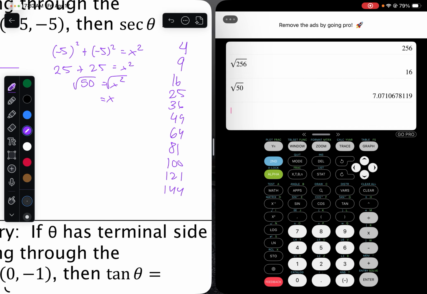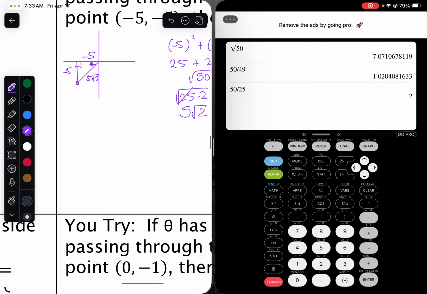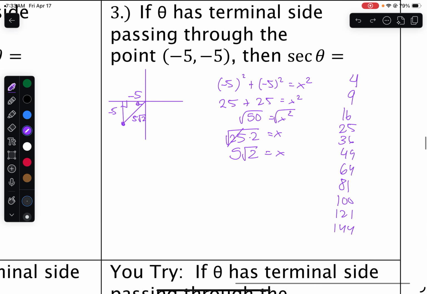So now I have to find the biggest perfect square that divides into 50. So I would try every number less than 50. So I could start with 49. 49 doesn't divide into there. 50 divided by 25, that does. So I break this down into 25 times 2. That 25 comes out because I can square root it, and I get 5√2 is x. So that's where we get that hypotenuse there. But obviously, like I said, if you know your 45, 45, 90, you also could have just done that.